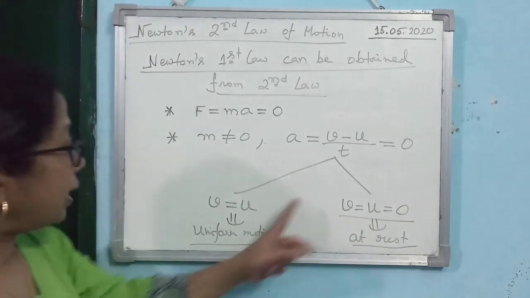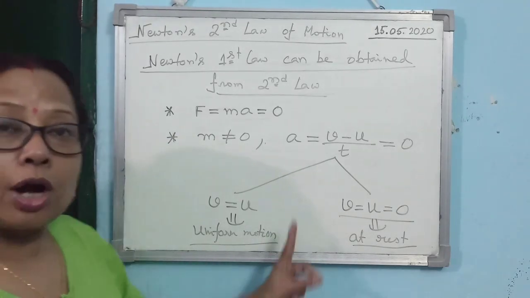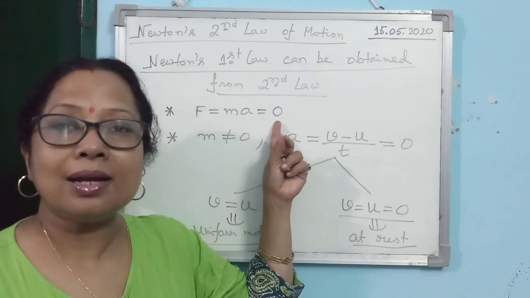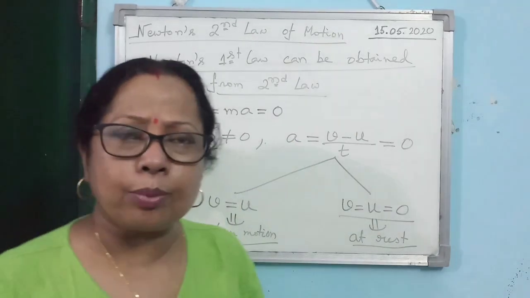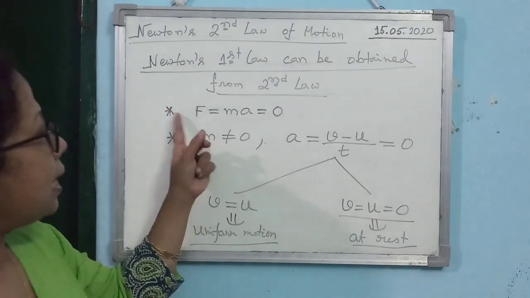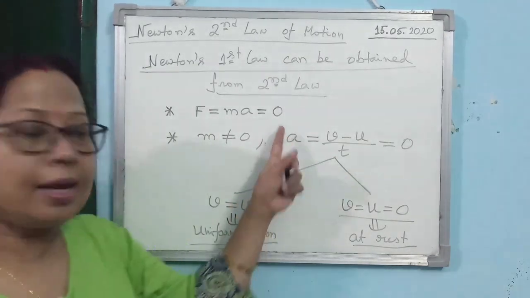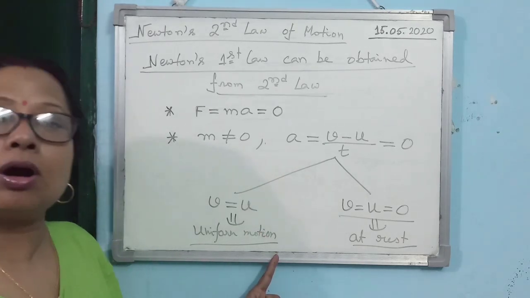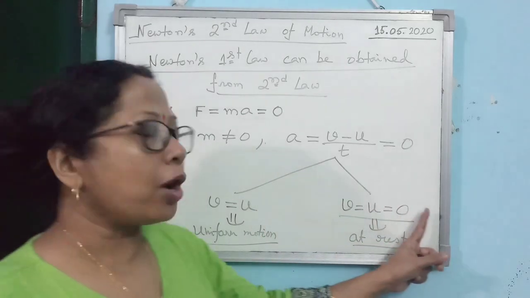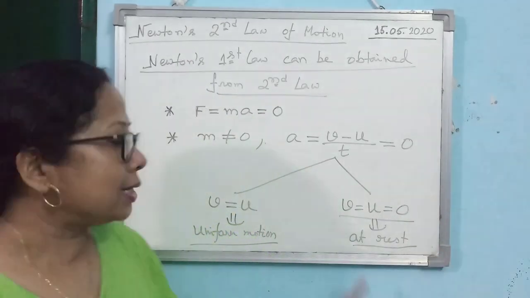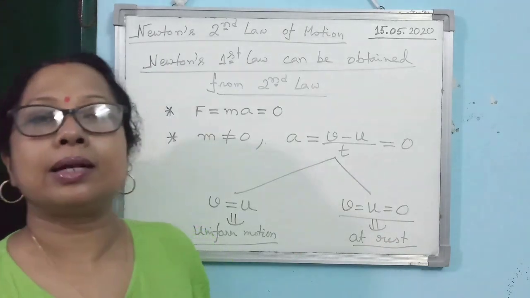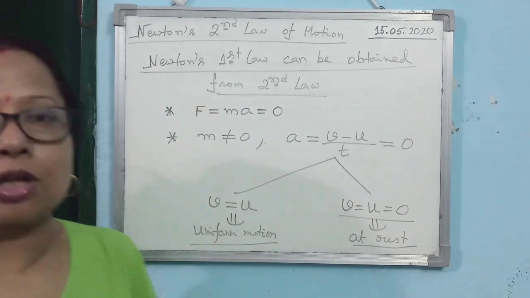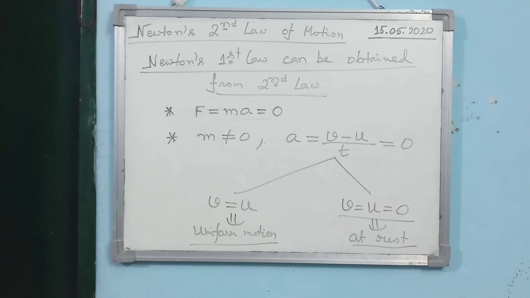So you see, the body will have uniform motion or be at rest when no force is applied on the body. If I say it in different words, until and unless a force is applied on a body, the body will continue its motion along the same straight line with the same speed, and the body will continue to be in its state of rest. And that is nothing but the first law. So one can get the first law from Newton's second law.